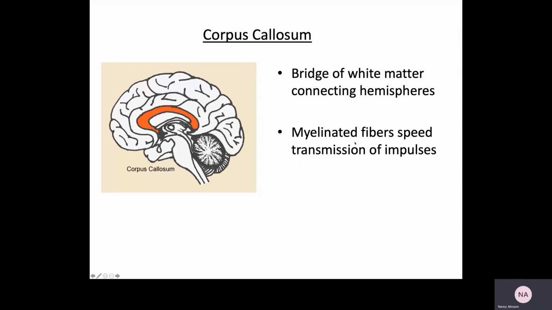Why do we care about the myelinated fibers? Because they are going to speed the transmission of action potentials. Very important.